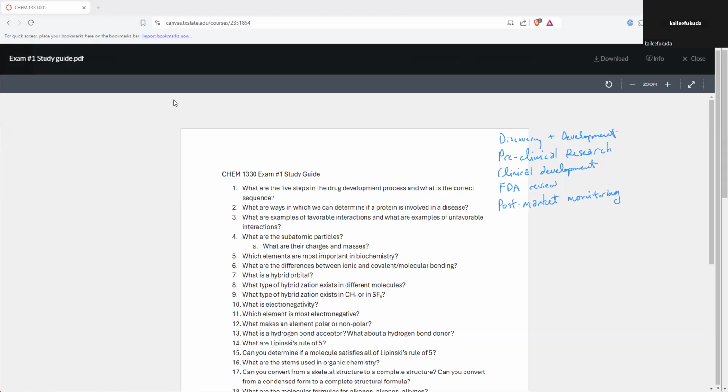Next up, what are ways in which we can determine if a protein is involved in a disease? The involvement of a protein in a disease can be determined a couple of different ways. And this is on your first day's PowerPoint. I'm going to switch my share, and we're going to look at this slide right here. It's slide number 16.